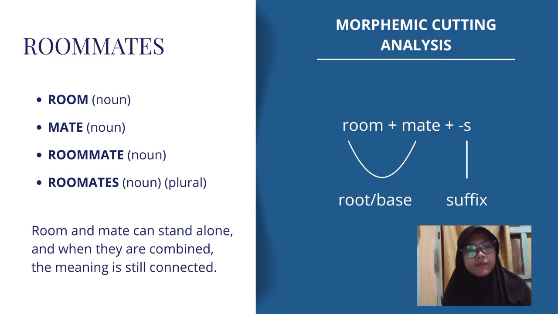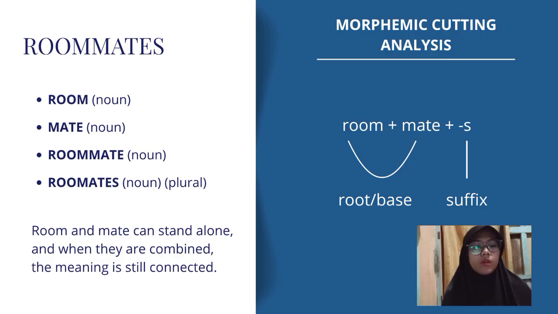Lastly, the word is roommates. This word consists of 2 words and is actually a compound noun because each word, room and mate, has its own meaning, and when combined, the meaning remains connected. In morphemic cutting analysis, room is the root or base, mate is also the root or base, and s is a suffix. Here, I would like to explain about inflectional morphemes.